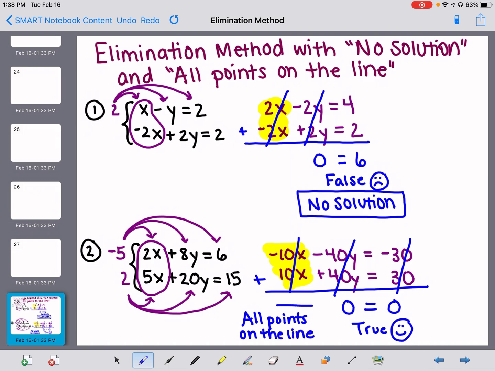Graphically, example number 2, when we graphed it, it would be the same line on top of each other. Graphically for number 1, when we graphed it, it would be 2 parallel lines that never intersect. Right? We had very similar things happen with the substitution method for these, where when the variable eliminated and we had a true statement, we say all points on the line. When the variable eliminated and we had a false statement, we say no solution.